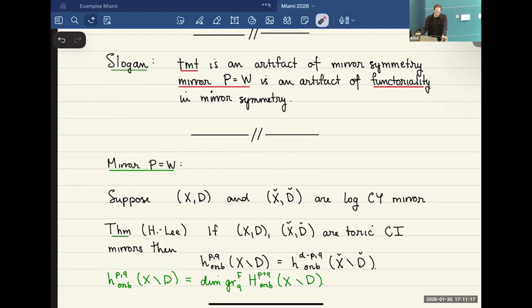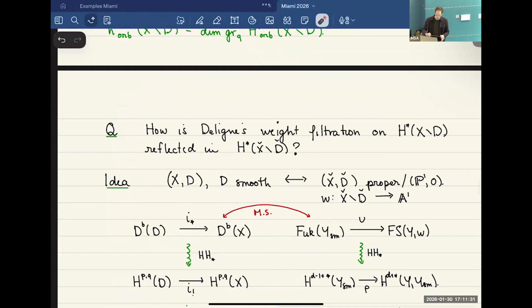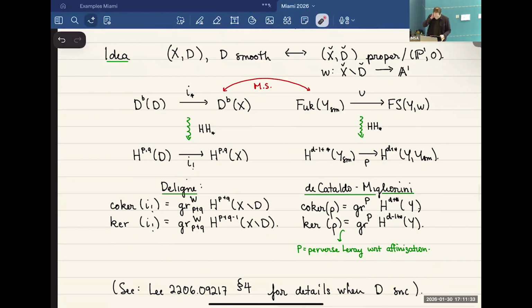Okay, so the slogan, as I wrote before, is that if the topological mirror test is an artifact of mirror symmetry, you should think about mirror P equals W as being an artifact of functoriality in mirror symmetry. To explain what I mean by this, I'll go through an example, and this is explained really well in generality in a paper of Sukjoo's from 2022. But here's the basic idea.